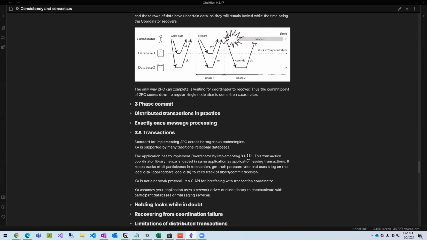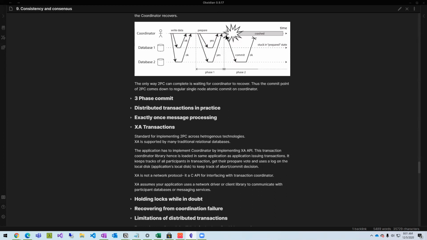This transaction coordinator library is hence loaded in the same application as the application issuing the transaction. It will keep track of all the participants in the transaction, get their prepare votes, and use a log on the local disk. So the final decision to abort or commit will be stored on that application's local disk, right? And once the application has made the decision, it will say it should commit, right?